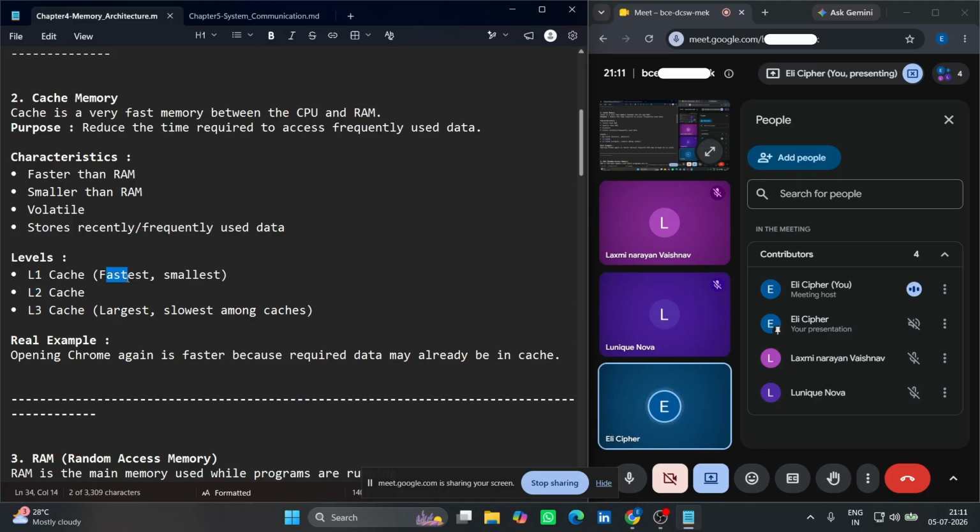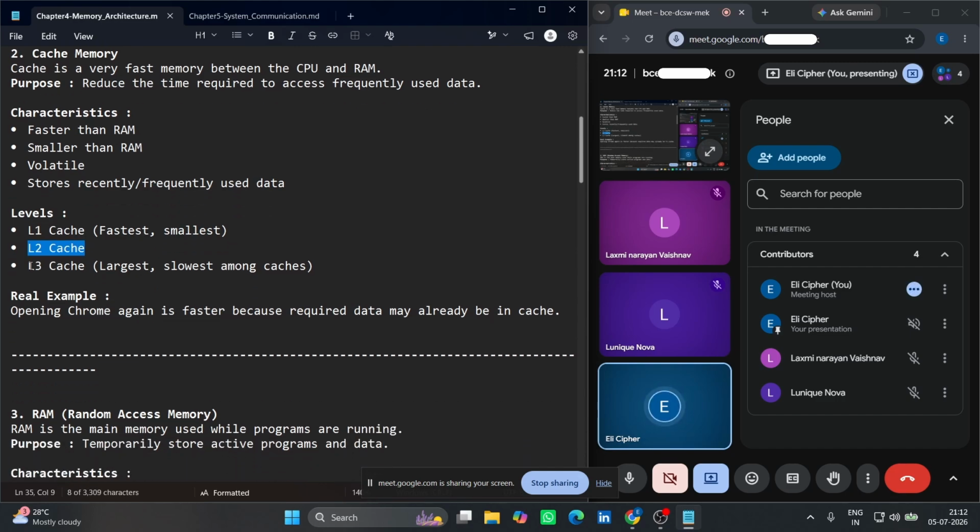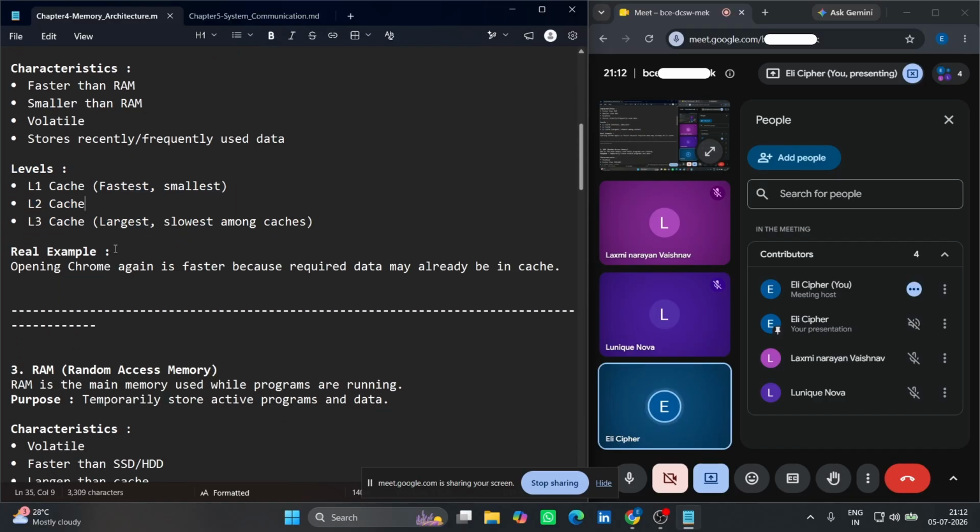L1 cache is the fastest and the smallest cache, right? While L2 cache is medium, means its speed is moderate and its size is also moderate. While L3 is the slowest among the caches, but its size is the largest, right? So there are three levels of cache.